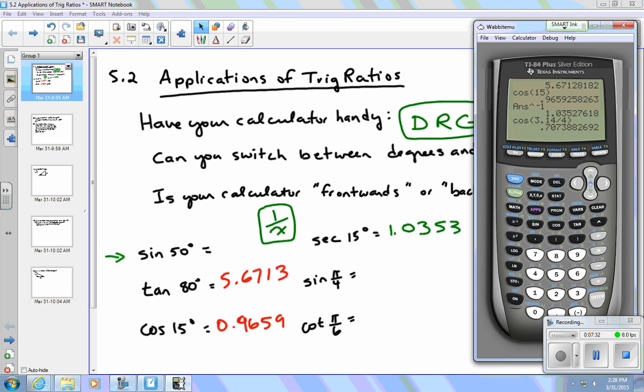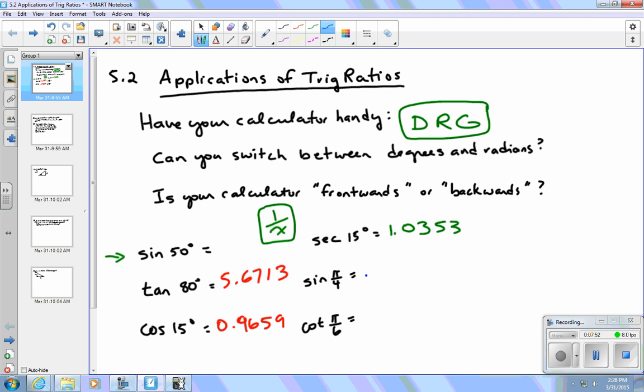Oh, now I see where the pi button is. It's above my exponent button. So I'm going to try that one more time. So cosine of the second exponent button divided by 4, close the bracket. There we go, 0.7071. And the sine of pi over 4 will be exactly the same.